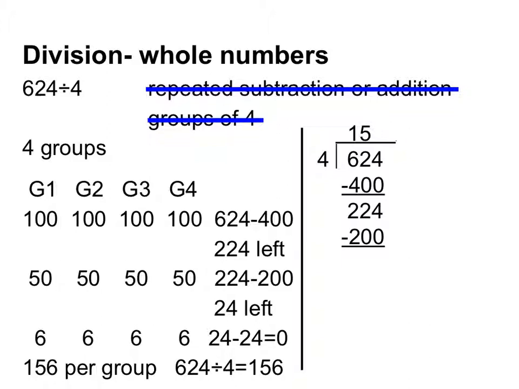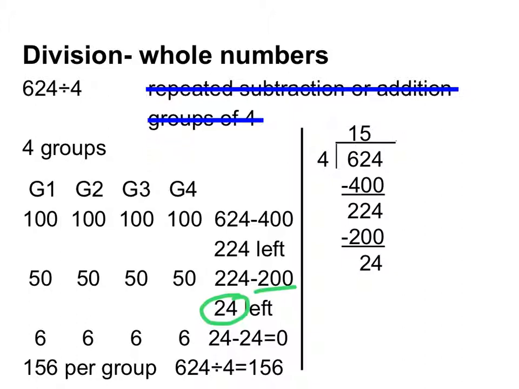Then we take the 5, we multiply by 4, so there's our 20, or to keep all of our place values, our 200. So then we subtract 200, which leaves us with 24. And now we're all the way over in the ones place.